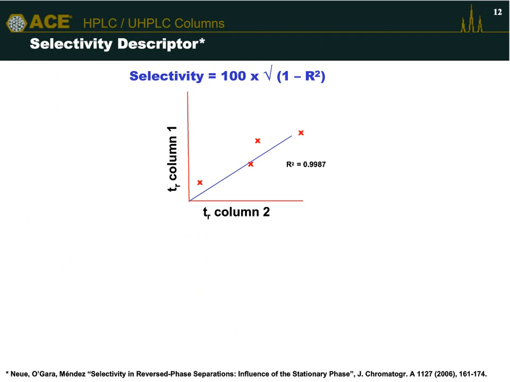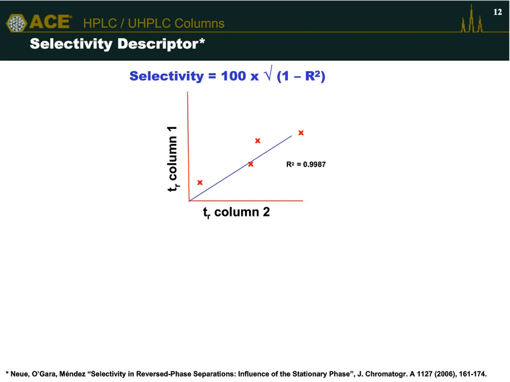So I've talked a little bit about selectivity and different columns. How do we know if columns are the same or if they're different with regards to their selectivity? And of course it's dependent upon your application with your particular analytes. And the approach on the screen is something that was published back in 2006, and the reference is at the bottom of the slide.